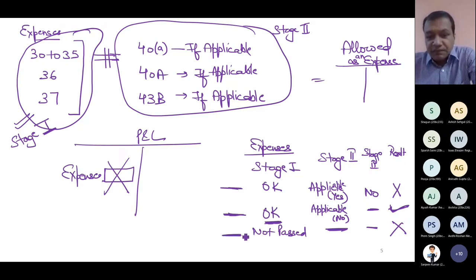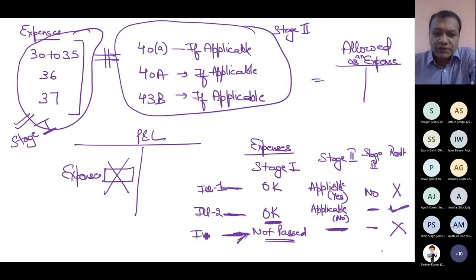Category 3: stage 1 not passed, it failed. So these are different illustrations which I am discussing: illustration 1, illustration 2, illustration 3. In illustration 3, what I'm saying is that for any expenditure where stage 1 failed, there is no need to check stage 2. Result: you cannot claim it as deduction. This is the structure of the entire PGBP.